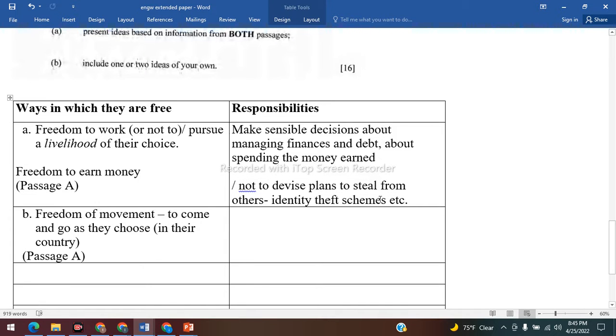You know what I mean? Or making money the wrong way, like drugs and whatnot. Ethically wrong, morally wrong.